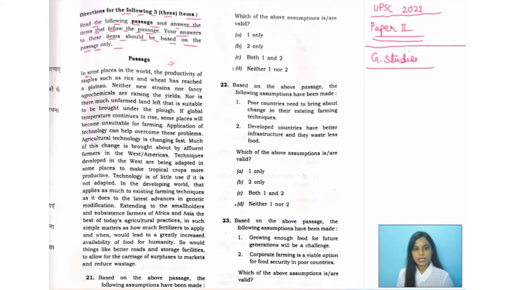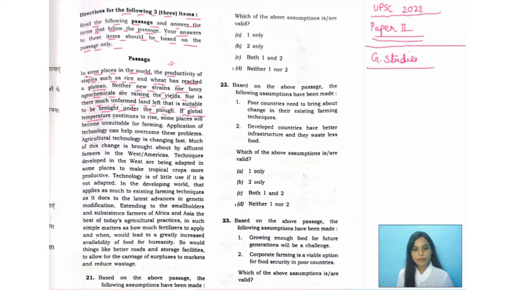Now the passage says, in some places in the world, the productivity of staples such as rice and wheat has reached a plateau. Neither new strains nor fancy agrochemicals are raising the yields, nor is there much unfarmed land left that is suitable to be brought under the plow. So they're talking about the staples and extra land that is not available anymore for growing crops.